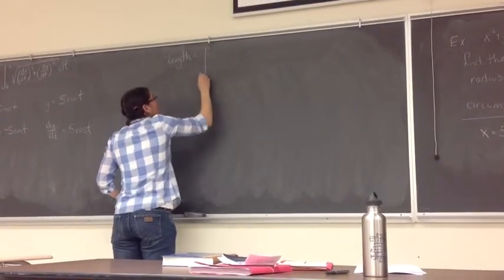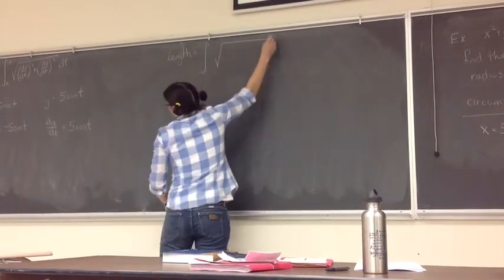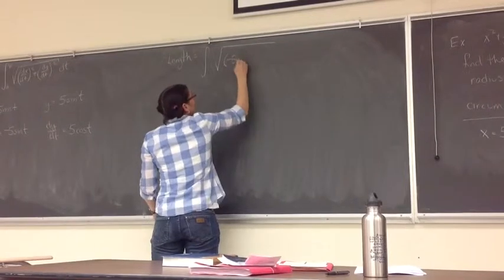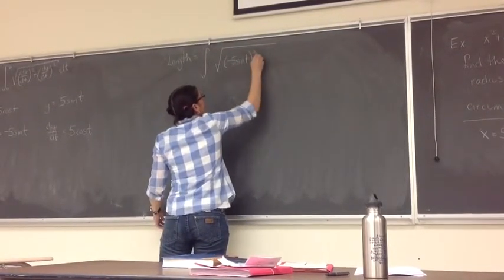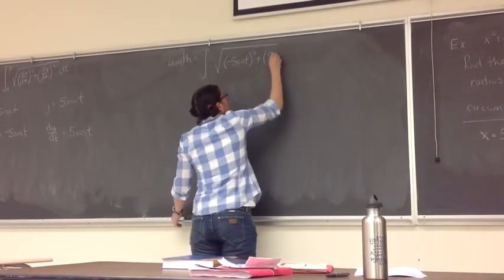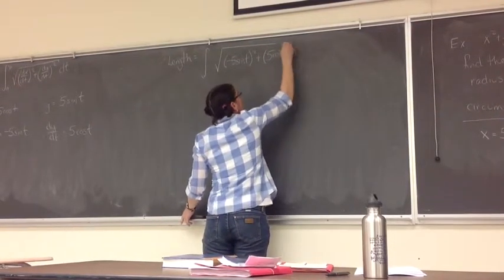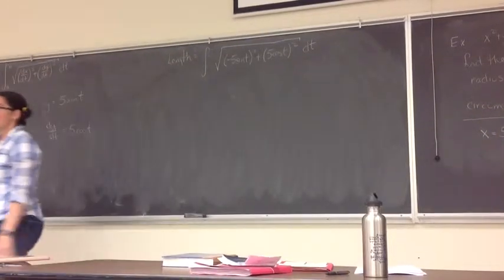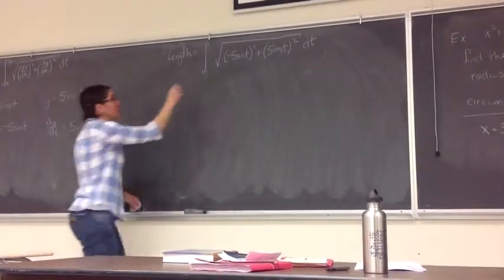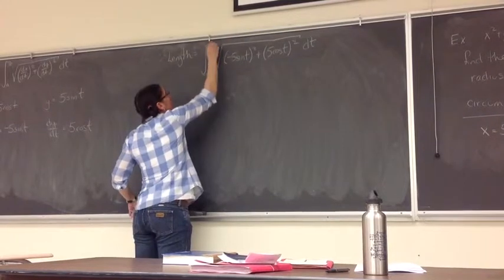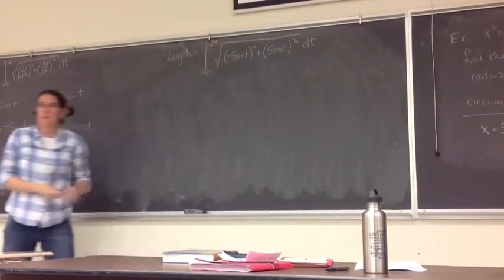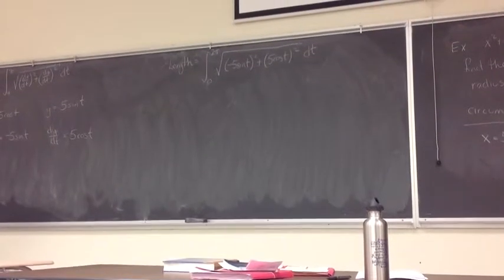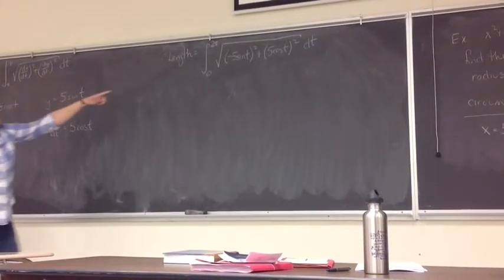And so our length will be the integral of the square root of dx dt squared, so negative 5 sine of t, quantity squared, plus positive 5 cosine of t squared, dt at the end. And our t values, to go all the way around the circle, t will go from 0 to 2 pi.